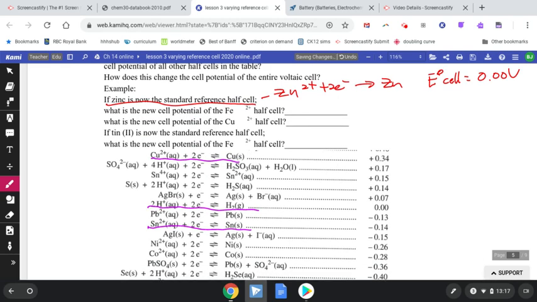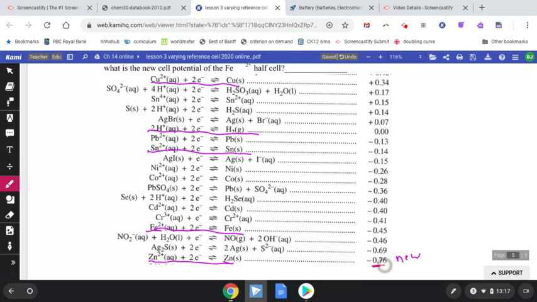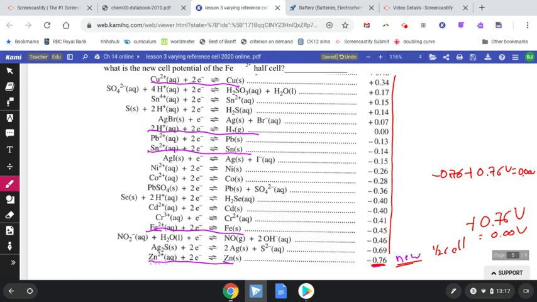Okay, how did it get to 0? Well, here we are at negative 0.76. This is now the new half cell. So how do we get that to 0? We have to add 0.76 volts to get it to 0. Okay? So if you want to see the math on that, negative 0.76 volts plus 0.76 volts gets us to 0. Now, what does that do to every value in this table? That means that all of them have gained 0.76 volts. They've all been shifted by positive 0.76.